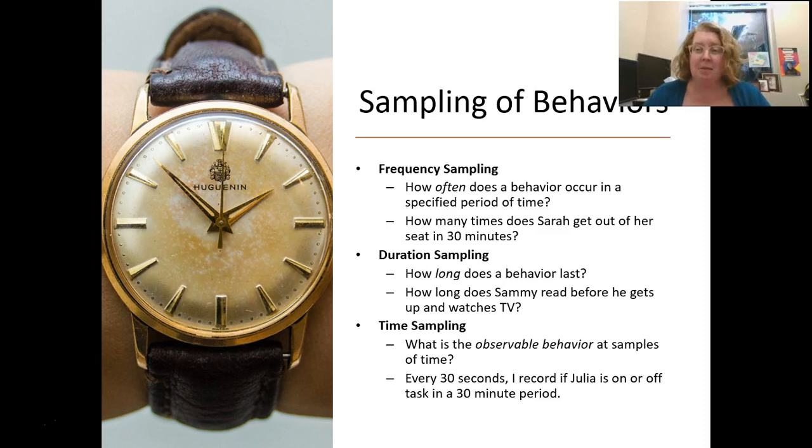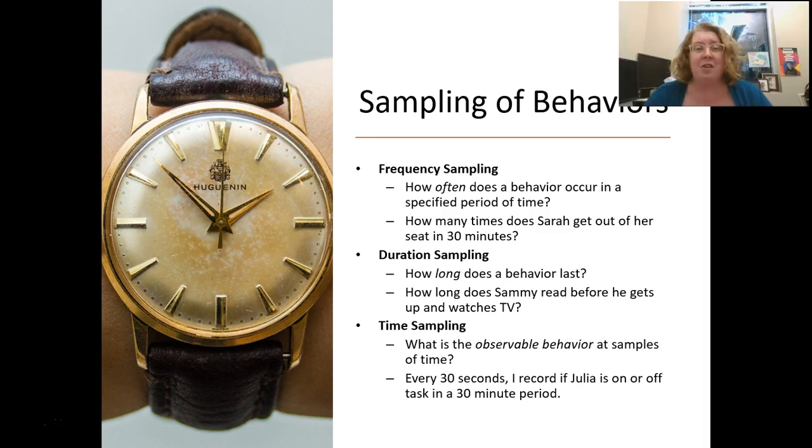And finally, we have time sampling, and this one's really systematic. I like using it when it's something that could be frequent or last a duration. So, for example, if I was going to measure if a child's on or off task, and this is actually really common if we were thinking about students with ADHD, perhaps. So in 30 minutes, I could, every 30 seconds, take a look at Julia and just mark whether or not she's on task or off task.